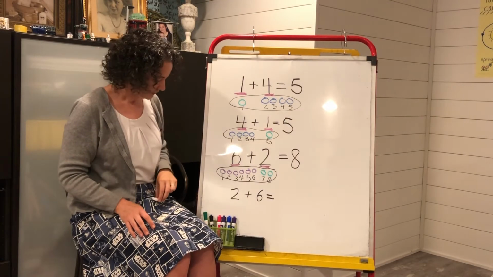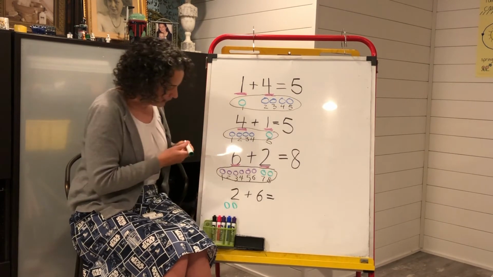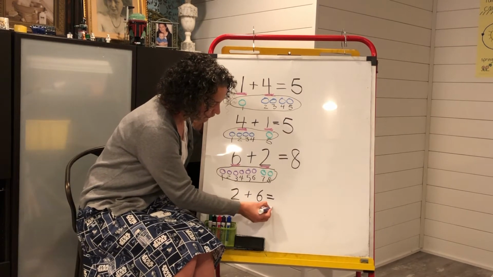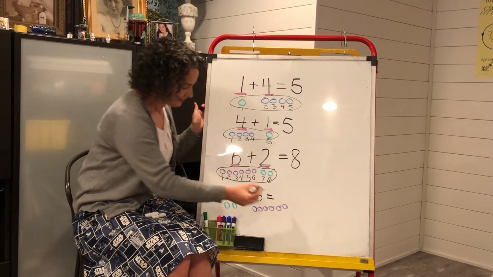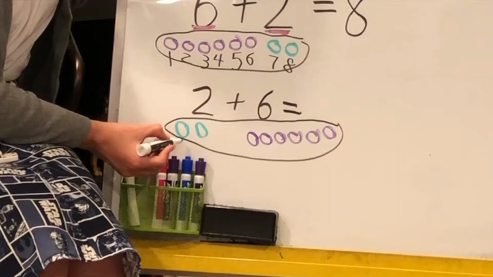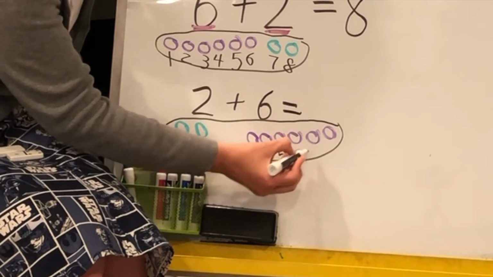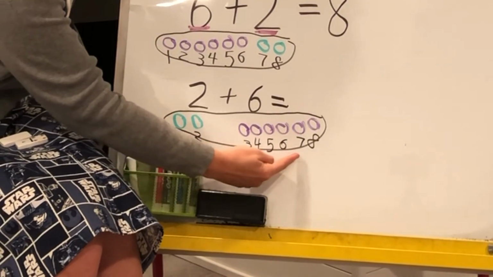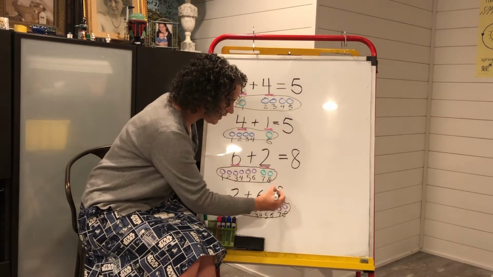Let's figure it out. All right, my friends, so I need 2 counters. 1, 2, and I need 6 counters for the 6. 1, 2, 3, 4, 5, 6. We got to circle the whole thing. And would you help me count it up? Here we go. 1, 2, 3, 4, 5, 6, 7, 8. Help me count it again, my friends. 1, 2, 3, 4, 5, 6, 7, 8. So what is the sum of 2 plus 6? Yeah, the sum is 8.